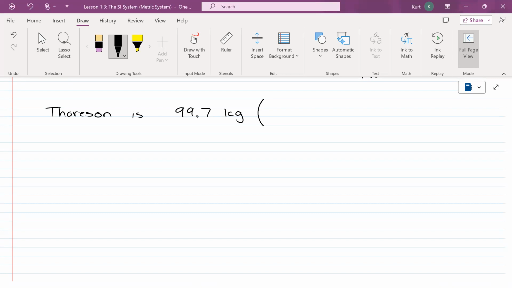So here's what you do. Here's 99.7. You're going to go 1, 2, 3. That's where your new decimal is going to be. So I am 99.7 kilograms or 99,700 grams.